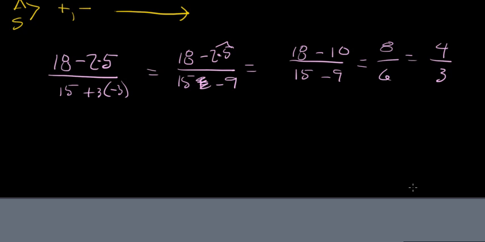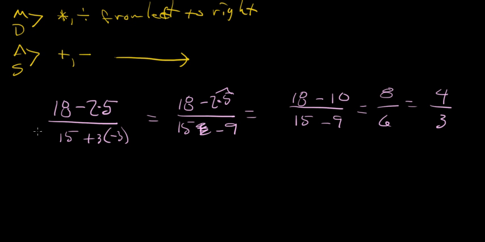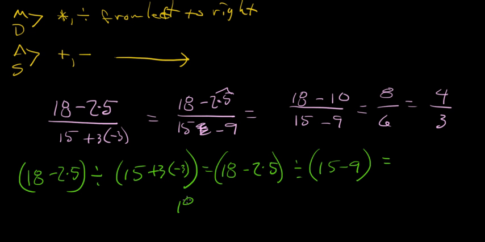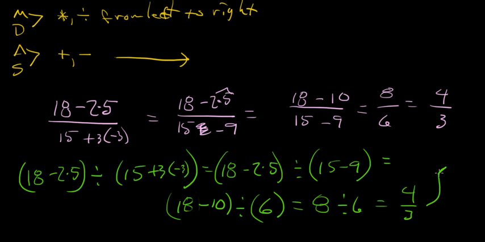I'm going to show you another way of doing this problem, and you'll get the same answer. 18 minus 2 times 5 divided by 15 plus 3 times negative 3. I'm going to do the inside parentheses first. 3 times negative 3 is minus 9. Now I'm going to do the multiplication inside the parentheses. 18 minus 10 divided by 15 minus 9 is 6. And then we have 18 minus 10 is 8, divided by 6, and of course we end up with 4/3 again, like we did up here.